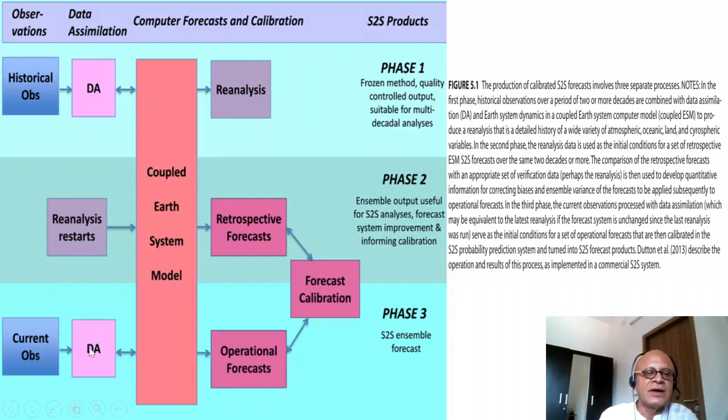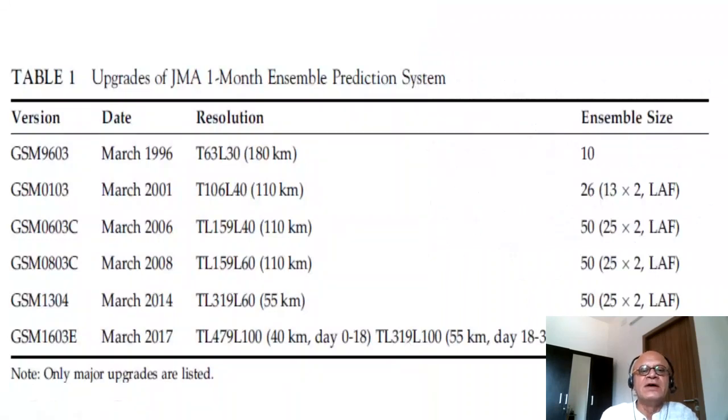Okay. On the other hand, operational forecasts require current observations and data analysis to give you analysis for the initial conditions to start operational forecasts. So these two together can give you forecast calibration. Okay, so that's the S2S ensemble forecast here. What are the kind of models that are required?